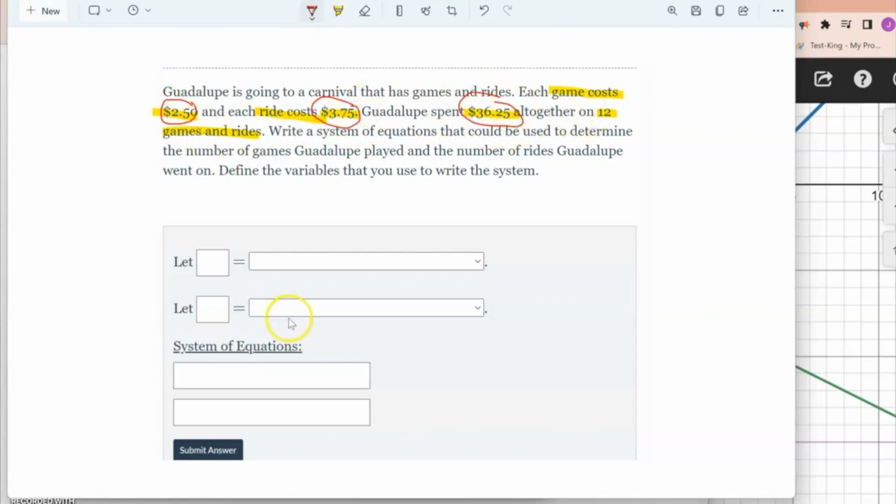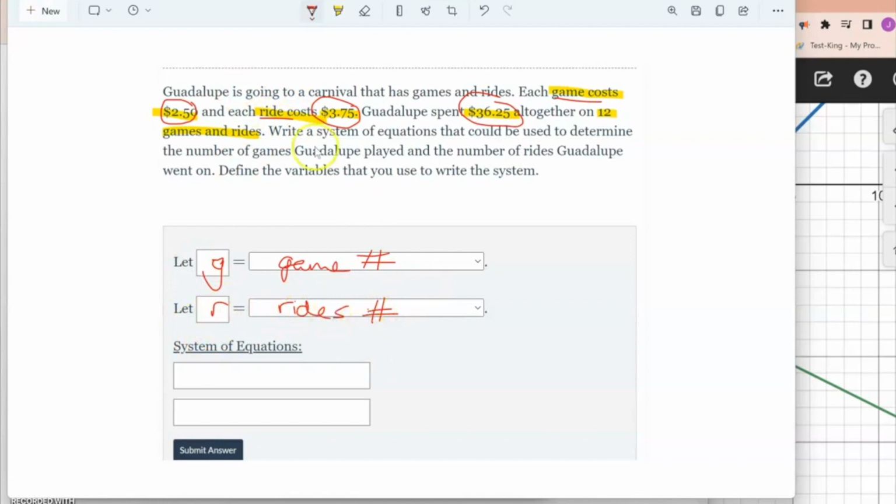Okay, so 250. So first let me define my variables. What are the things I'm talking about? I'm talking about a game. So let's call it G. And this is the number of games. Remember, it's the number of games. All right, then the other thing is ride. So let's call that R. And this is the number of rides.